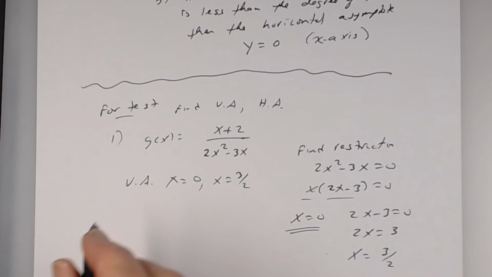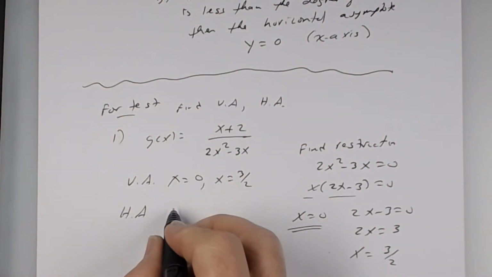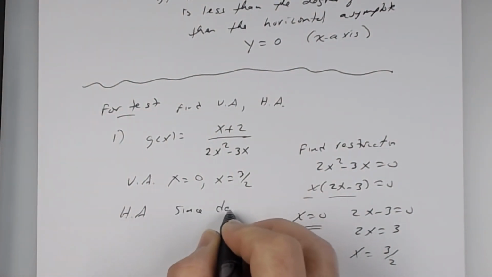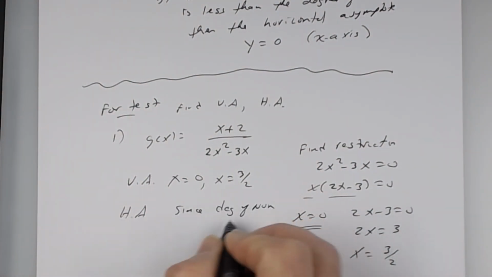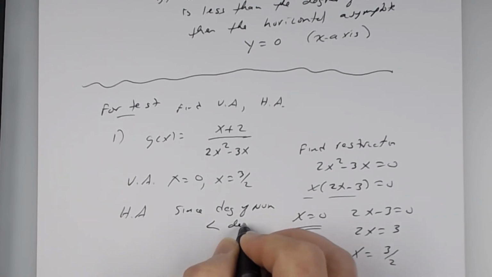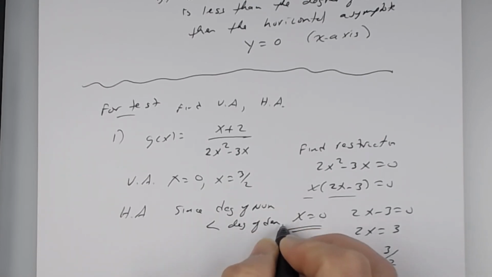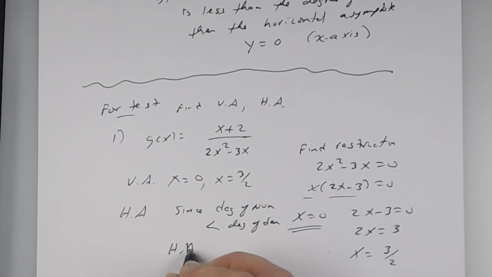Now let's talk about the horizontal asymptote. The horizontal asymptote, you've got to look at the degrees. What is the degree of the numerator? 1. What is the degree of the denominator? 2. So since the degree of the numerator is less than the degree of the denominator, the horizontal asymptote is just y equal what? 0.